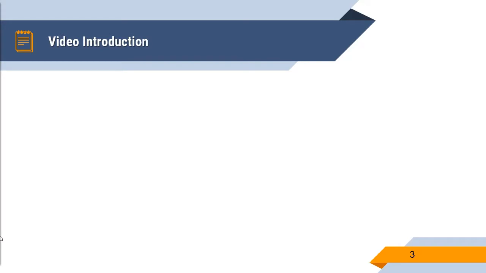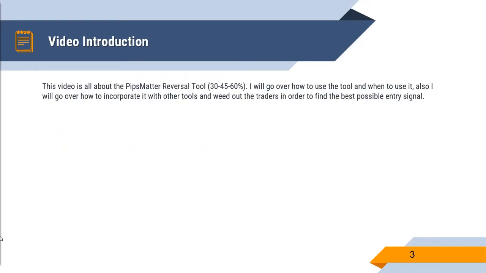Hey guys, and welcome to this video introduction for the PipsMatter reversal tool. This video is all about the PipsMatter reversal tool, which is the 30, 45, 60 reversal tool that we add to the Fibonacci expansion or retracement. Anyway, I'll explain this now.